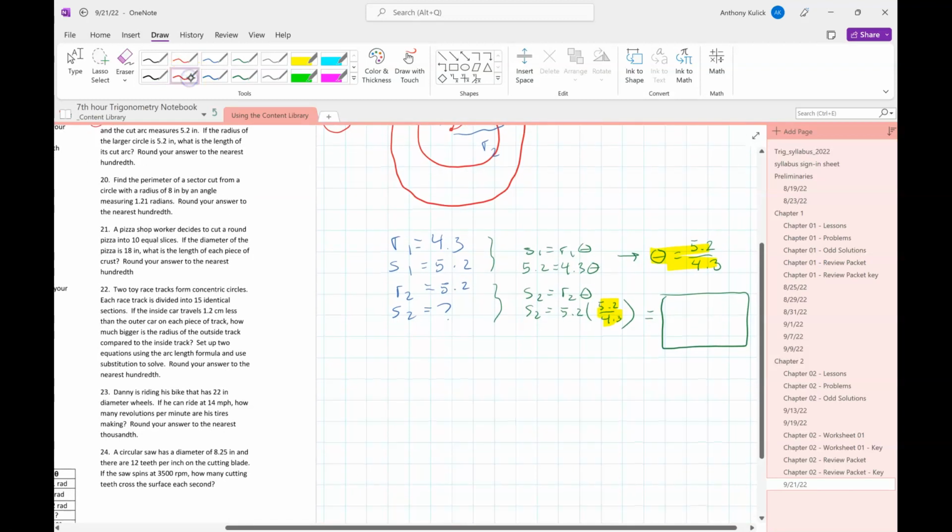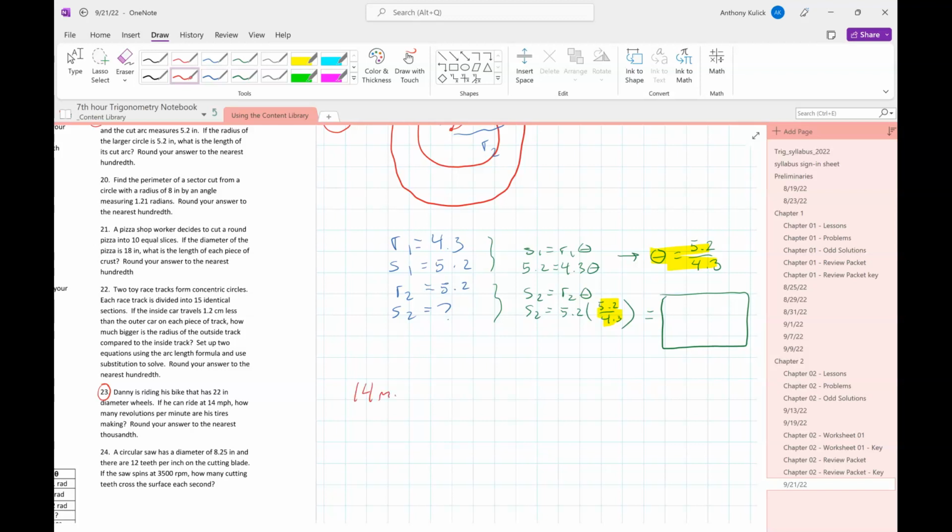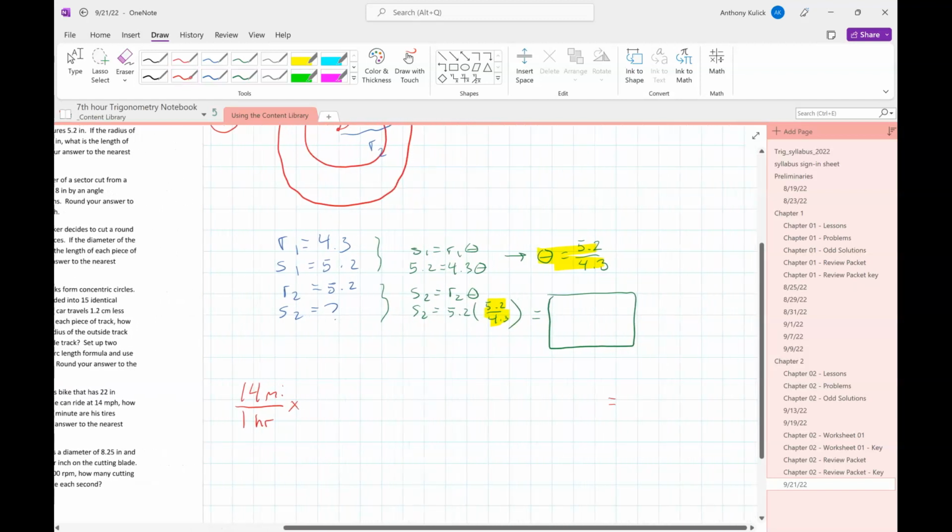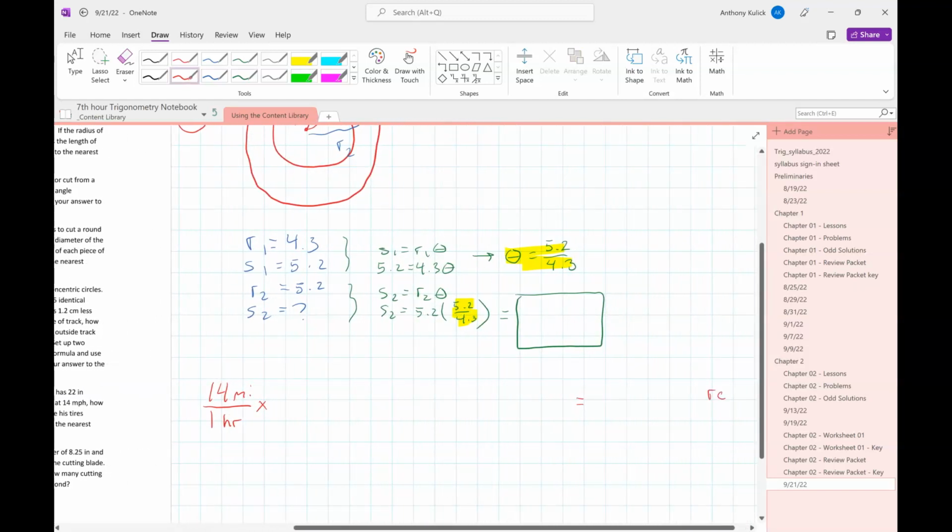So this one is going to be just like the example from the notes. It says, Danny's riding his bike that has 22-inch diameter wheels. He can ride at 14 miles per hour. How many revolutions per minute are his tires making? So this is just like a straight unit conversion problem. So I'm going to be taking miles per hour, doing some unit conversion, and asking to end at revolutions per minute.